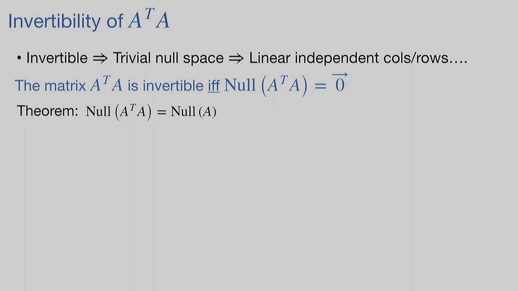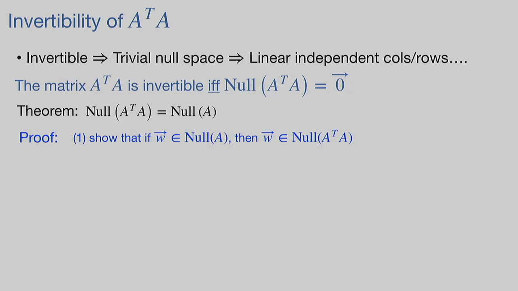The theorem says that the null space of A transpose A is the same as the null space of A. So that means also that if the null space of A transpose A is the trivial null space, the null space of A is too, and vice versa. And therefore, A transpose A would be invertible if the null space of A is 0.